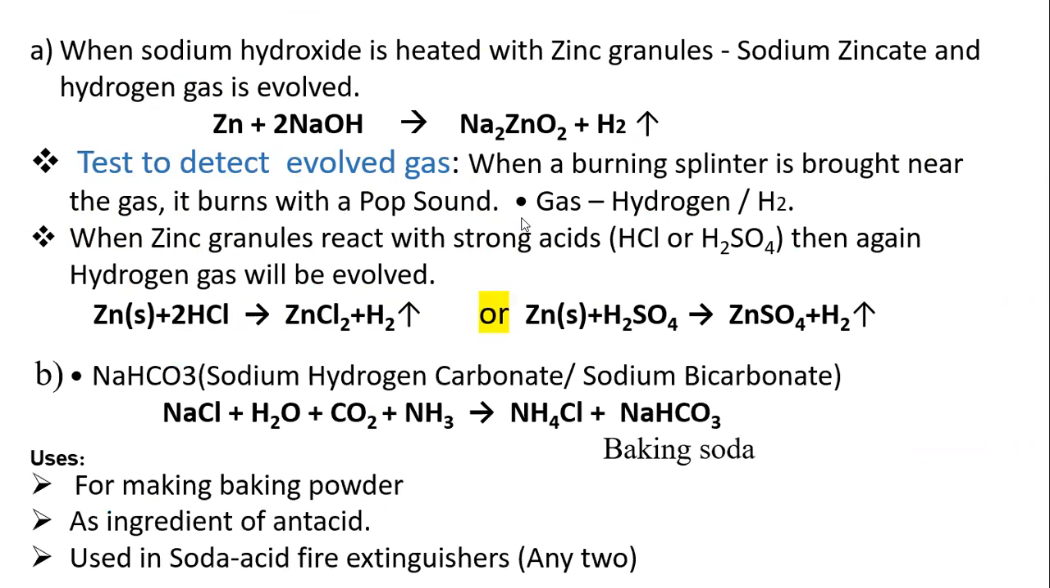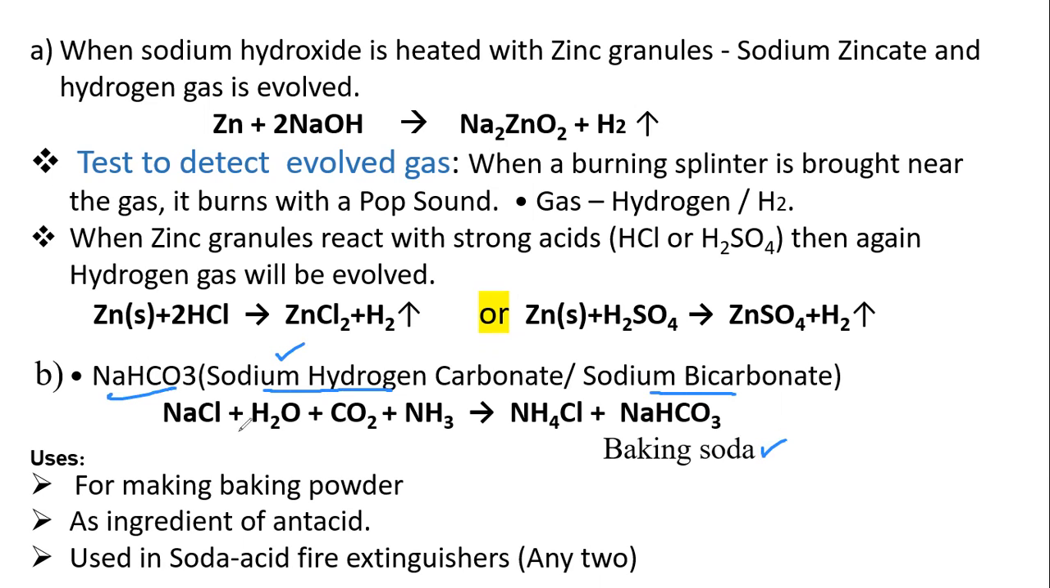This is the answer. What is the name? What is the chemical name of baking soda? Sodium hydrogen carbonate or sodium bicarbonate is nothing but baking soda. The chemical formula we can write along with the name.